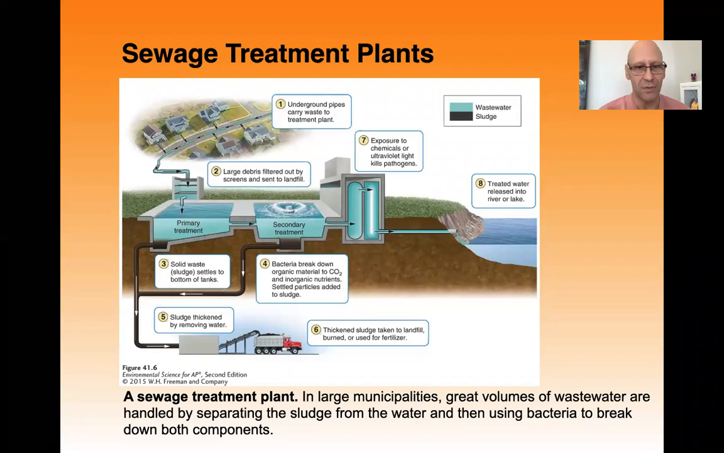So if you go down to number 5 at the bottom, you'll see it says sludge is thickened by removing the water. There's a drying process. And what you end up with is essentially solid dead bacteria. And in Madison and most communities in Wisconsin, that material is turned into fertilizer, and they actually sell it to farmers. They measure the nitrogen and phosphorus content, and they sell that to farmers, and it's applied to fields.